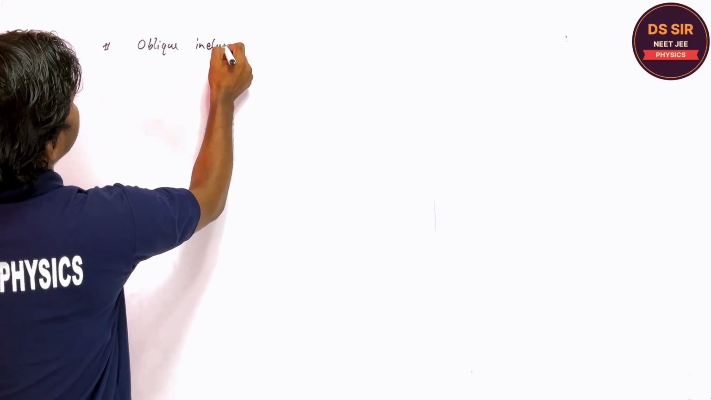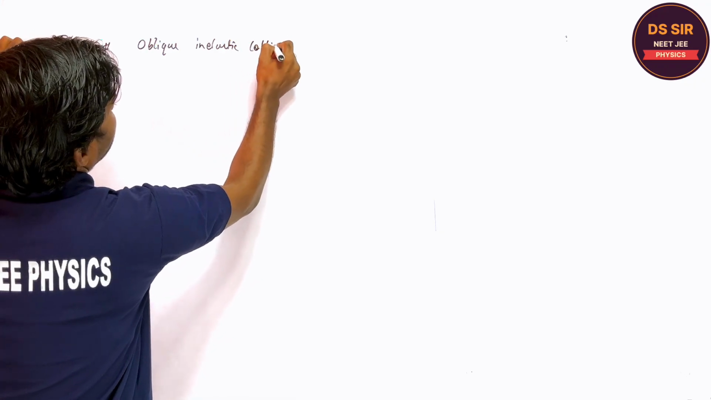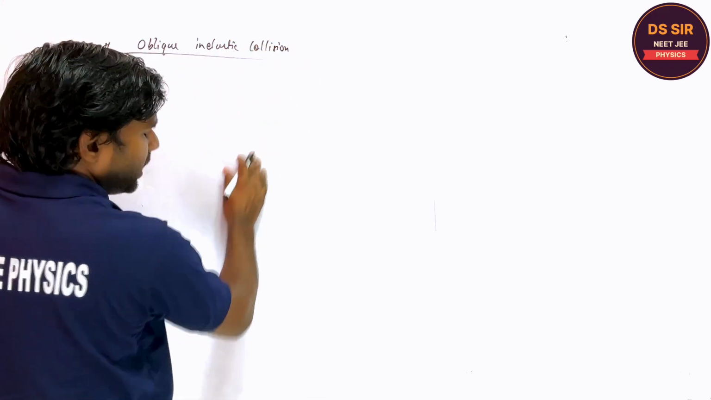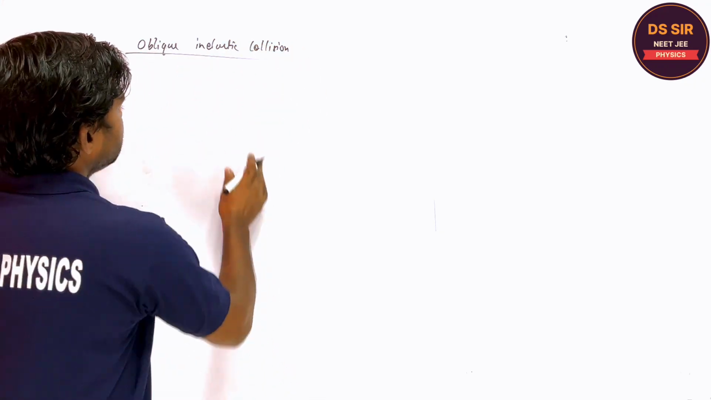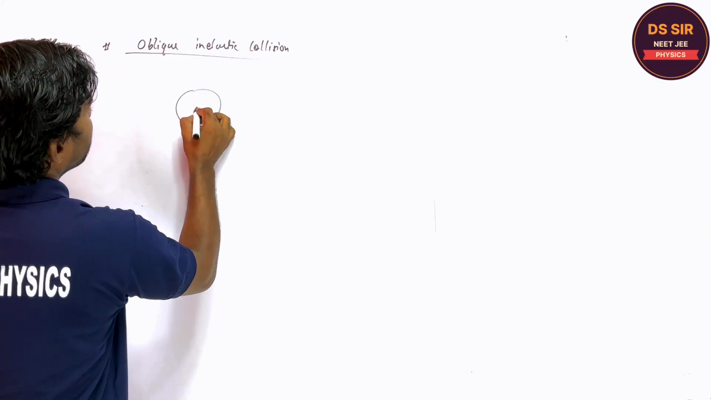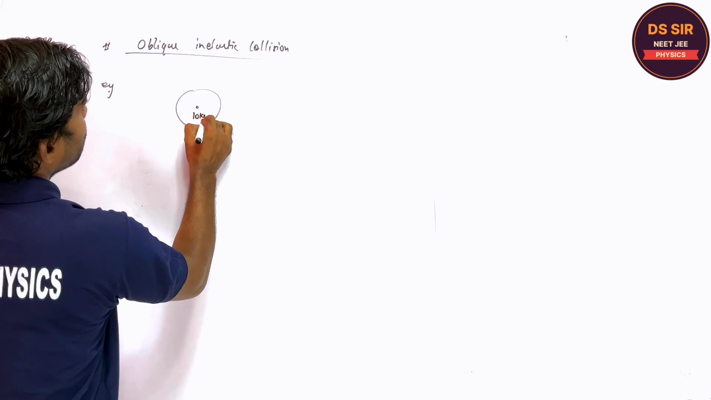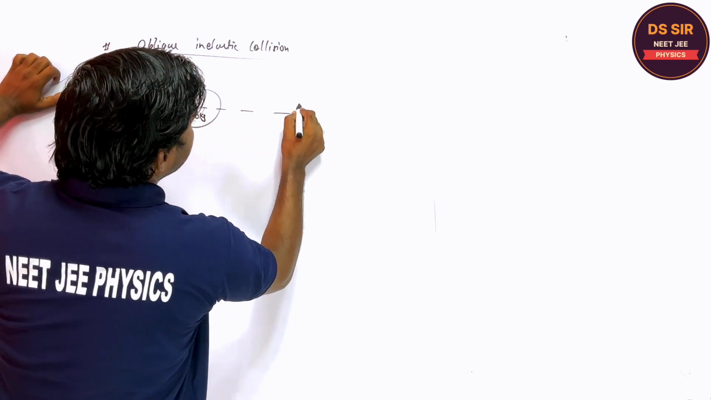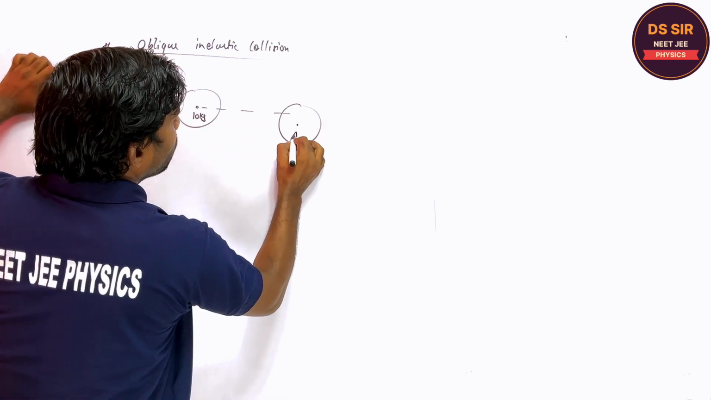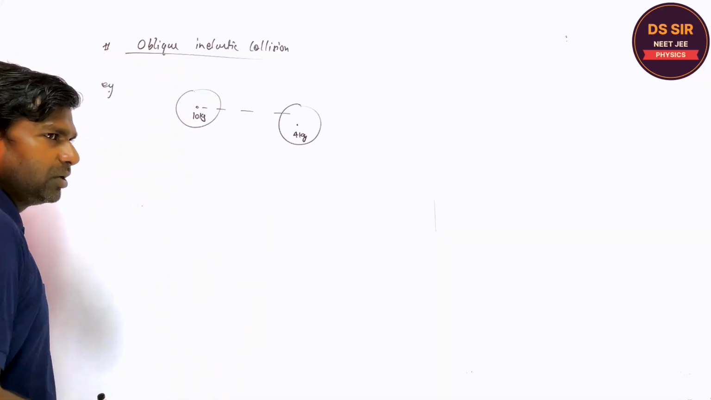Inelastic collision. If you understand the oblique elastic collision, you can understand this. Suppose I'm taking an illustration directly. Suppose this is the 10 kg block, and there is another ball, this is the 4 kg, suppose. Are you getting it or not?